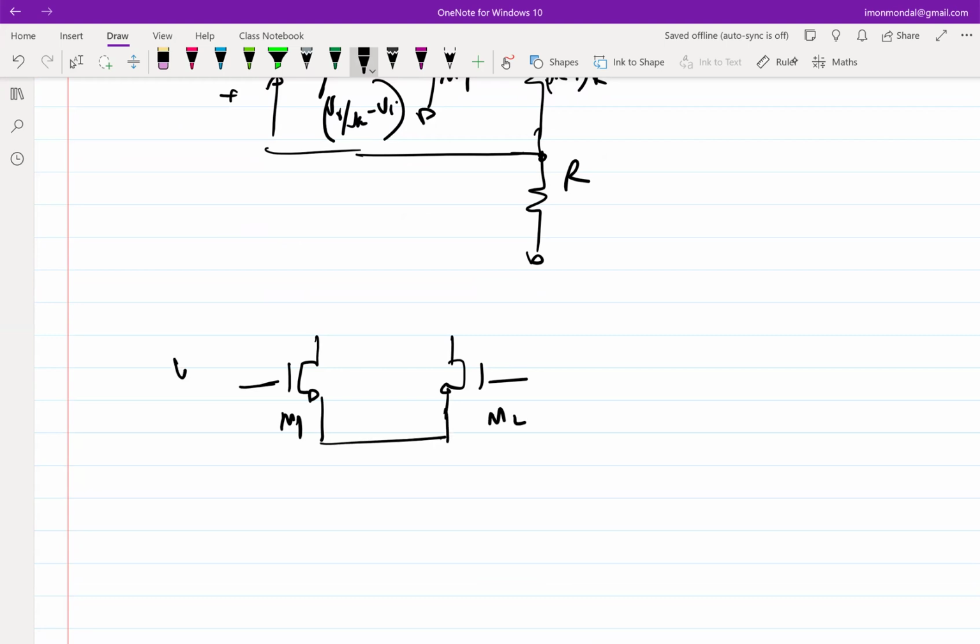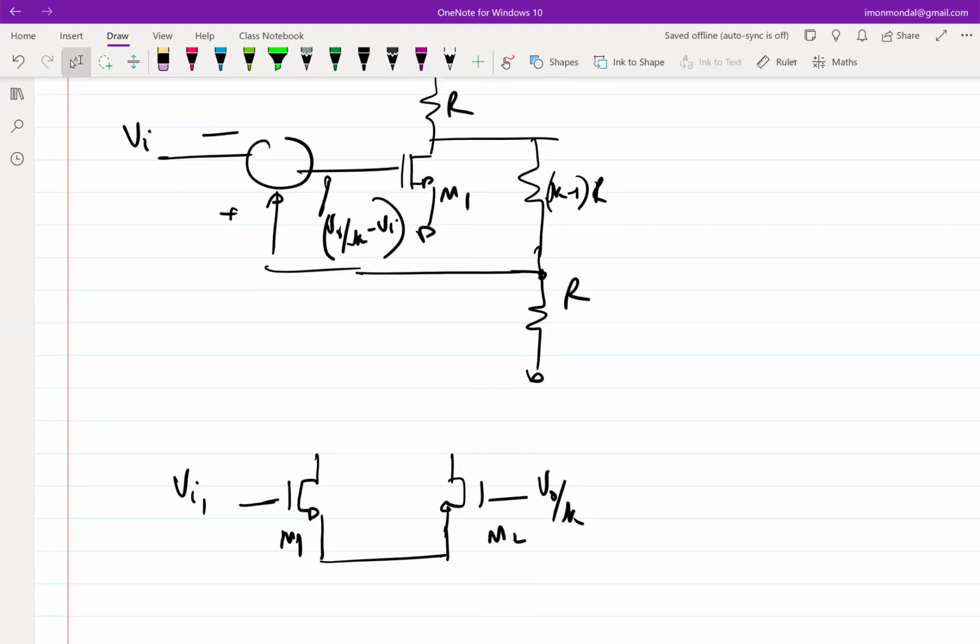So let's connect Vi1 here and V0 over K here. If M1 and M2 are identical, then it really doesn't matter which side you connect, but the next thing will matter. I need to take the output. In the case of a common source amplifier, we had this, right? So let's keep the same thing as is, because ultimately we wanted to get everything from a common source amplifier.